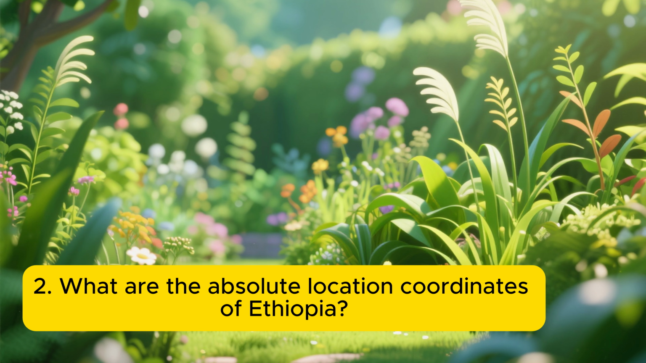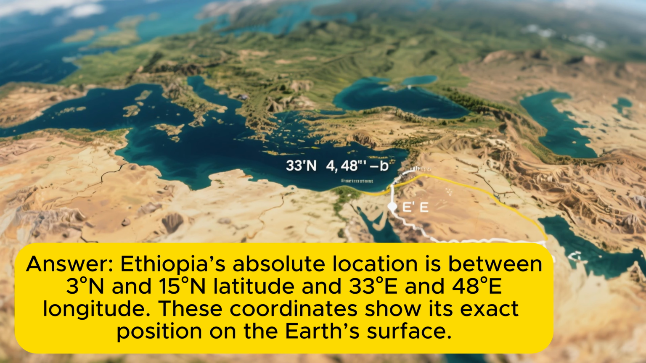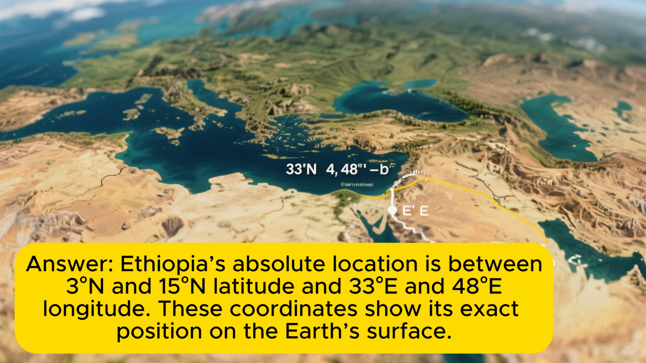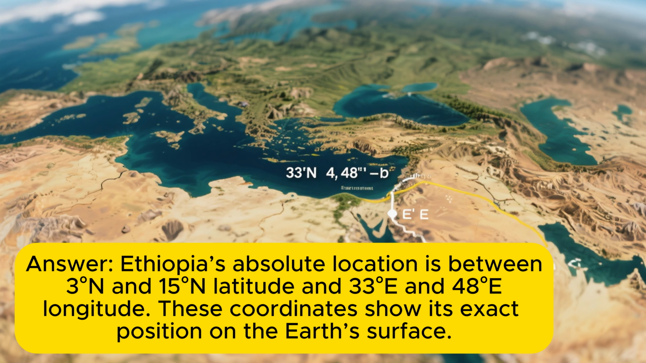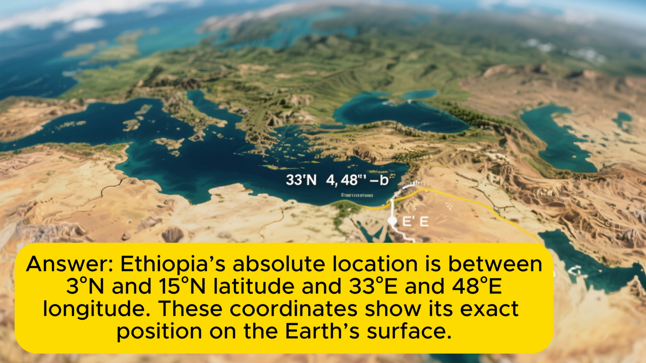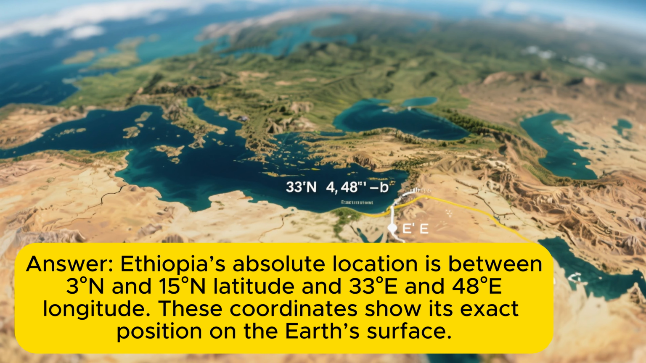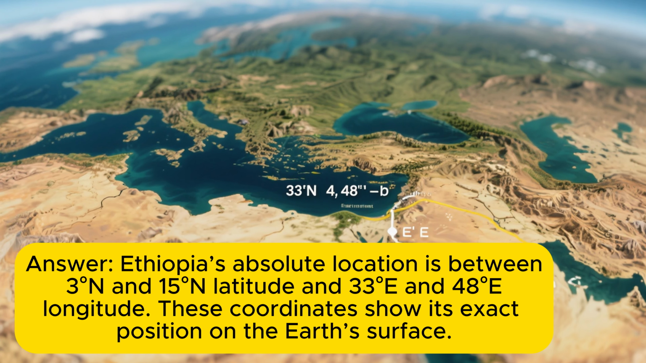2. What are the absolute location coordinates of Ethiopia? Answer: Ethiopia's absolute location is between 3°N and 15°N in latitude and 33°E and 48°E longitude. These coordinates show its exact position on the Earth's surface.